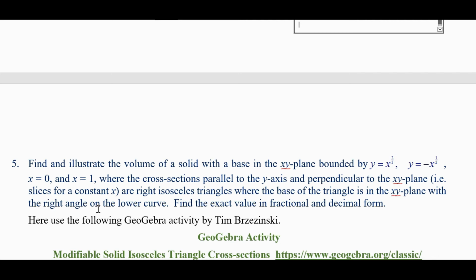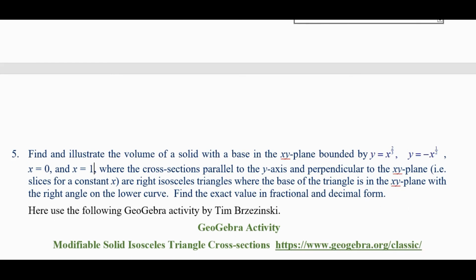And the cross sections parallel to the y-axis, perpendicular to the xy plane, are right isosceles triangles where the base of the triangle is in the xy plane and the right angle is going to be on the lower curve. Find the exact value in fractional and decimal form for this one. And again, you can use this activity here to get the 3D version of the graph. So see if you can do that one yourself and come back and check your work in just a second. Press pause now.